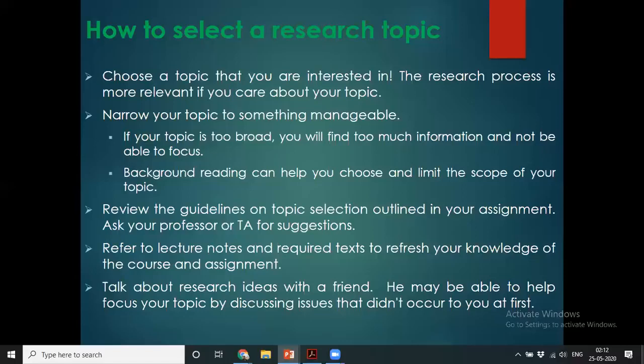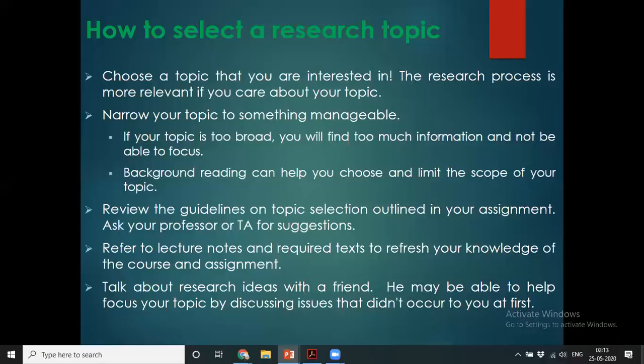So the next part is to narrow your topic to something manageable. In that case, two parts come in. If your topic is too broad, you will find too much information and not be able to focus. Definitely, if your topic is quite broad, it will be very tough for you to focus on that broad area. So you have to choose a narrow topic on which you can focus.